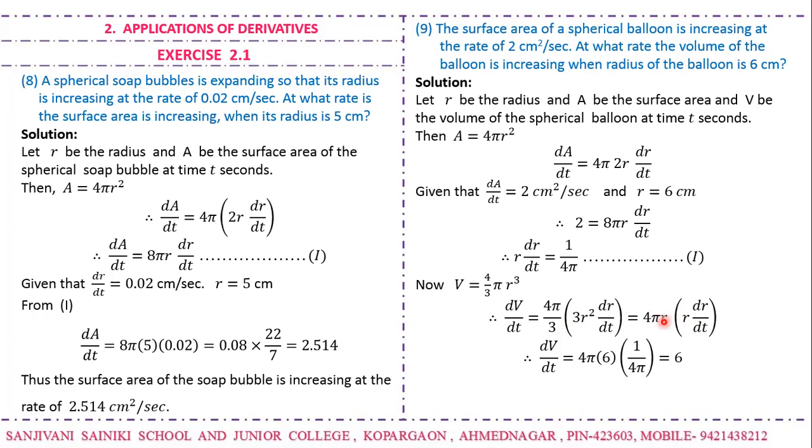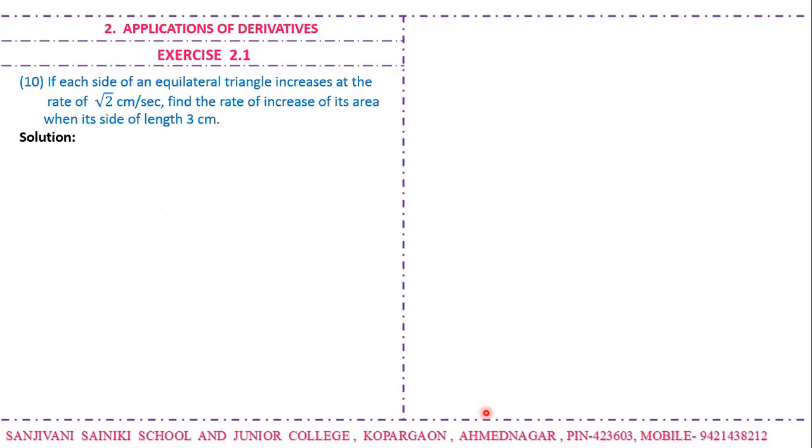So 4 pi into, what is r? r is 6 and dr by dt is 1 upon 4 pi. So 4 pi will get cancelled and you will get dv by dt as 6. That is the rate at which the volume of the balloon is increasing because here is plus. If the sign is minus, then definitely the volume will be decreasing. So the volume of the balloon is increasing at the rate of 6 centimeter cube per second.